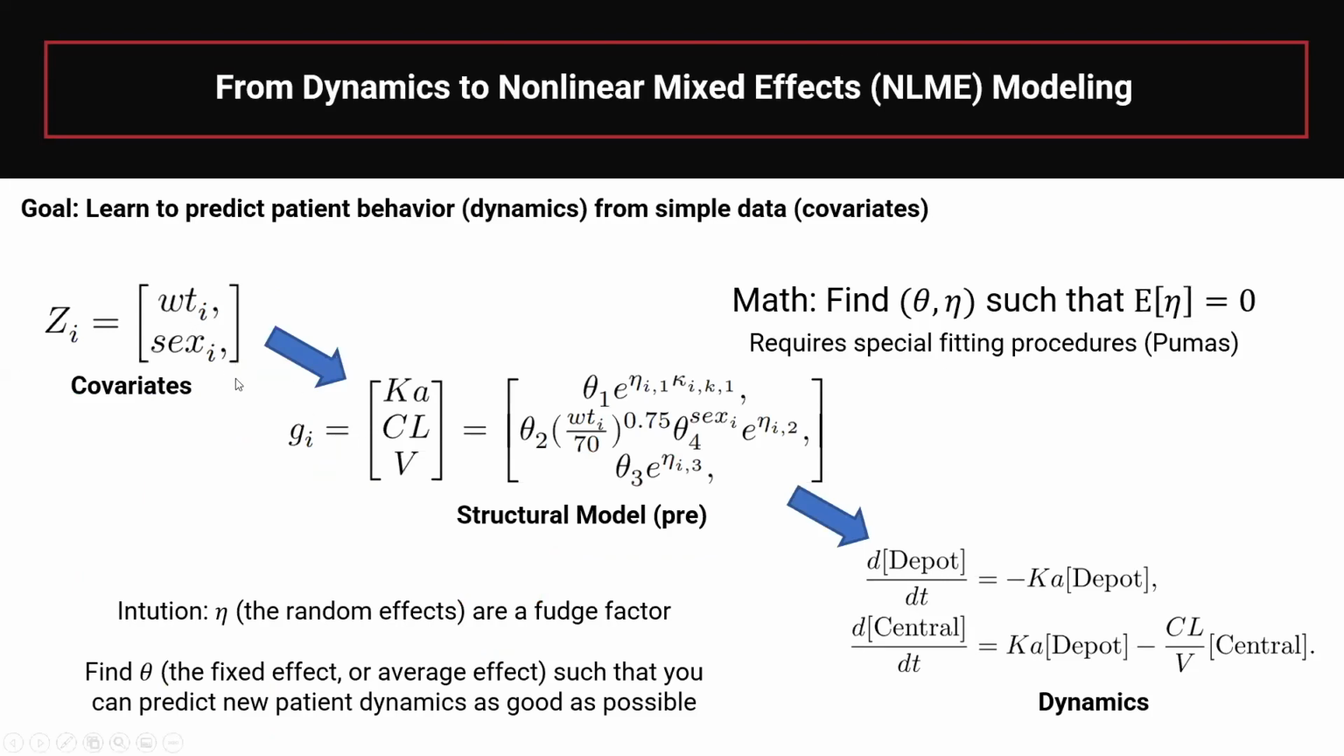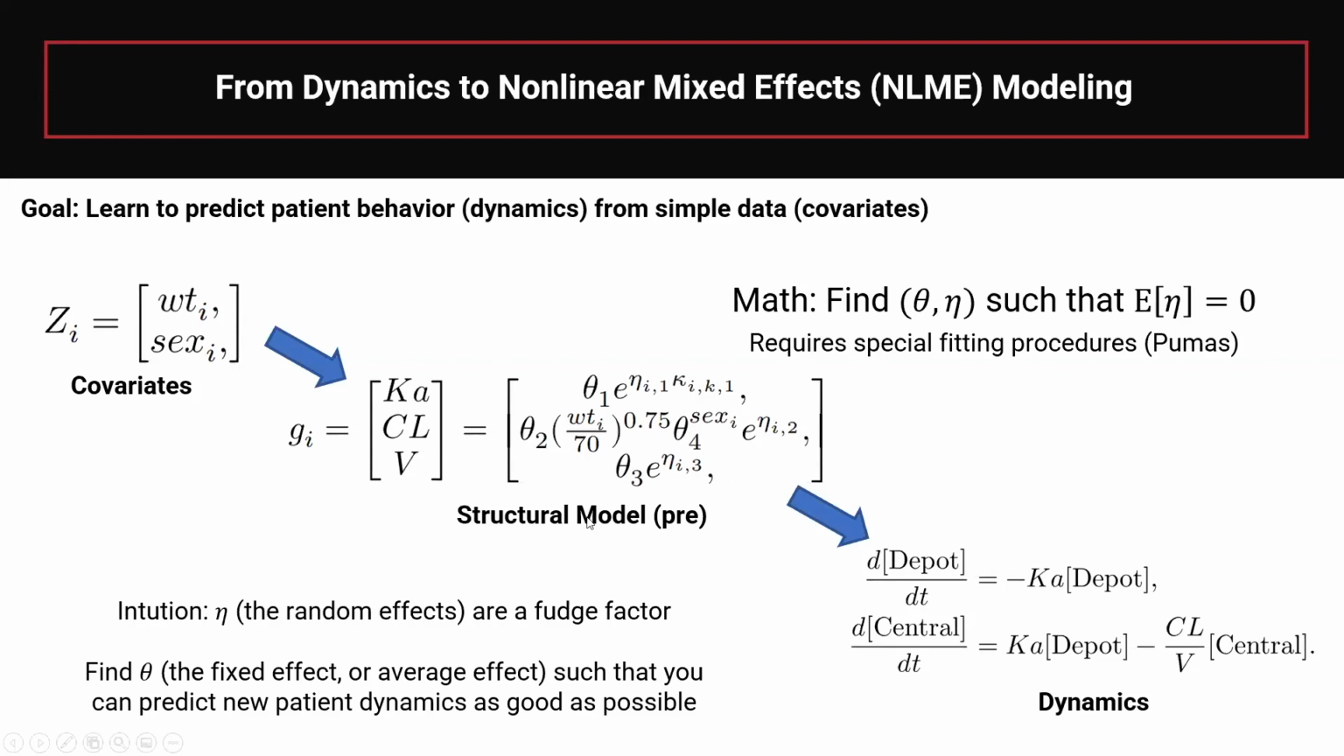So when someone walks in the clinic, they have this set of covariates like weight and sex. Those go into a structural model, which tells you how to get the dynamical parameters of some dynamical system, where the dynamical system in the end tells you exactly how the drug concentrations will change for each individual in the body, right? So this is what's known as the nonlinear mixed effects model, and this is the gold standard that is used behind pretty much every single FDA drug release that goes on.